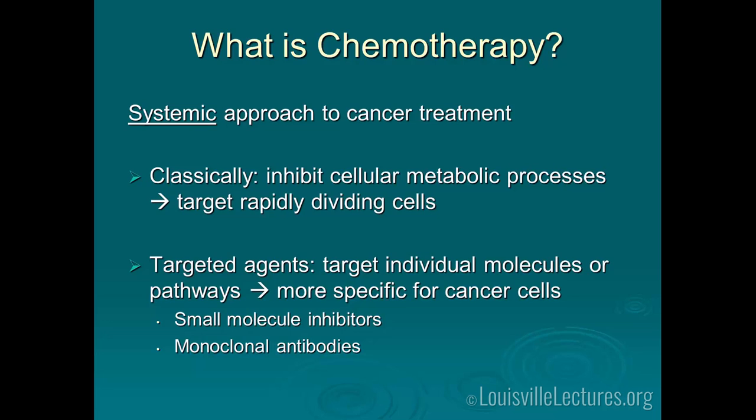So they might be targeted towards a certain metabolic pathway to target cancer cells, but they still have significant systemic effects. And these particular targeted drugs typically fall into the class of inhibitors of enzymes or monoclonal antibodies like rituximab or bevacizumab.